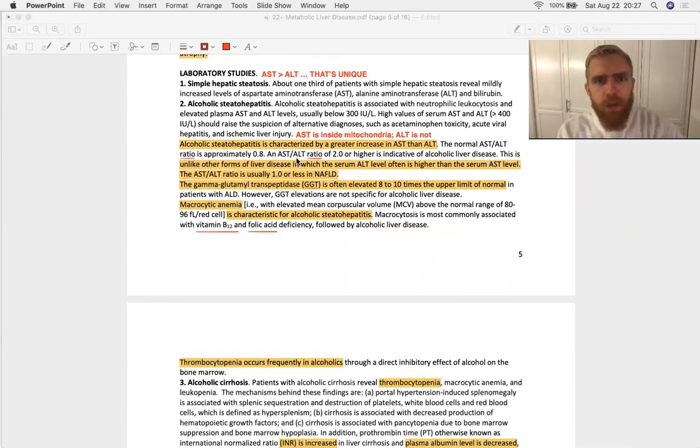Bottom of page 5, still talking about alcoholic liver disease. AST is going to be about twice ALT. Both are going to be elevated. That's particular. AST is localized inside mitochondria, and ALT is only a cytoplasmic enzyme. That's why AST is going to be higher in alcohol abuse.